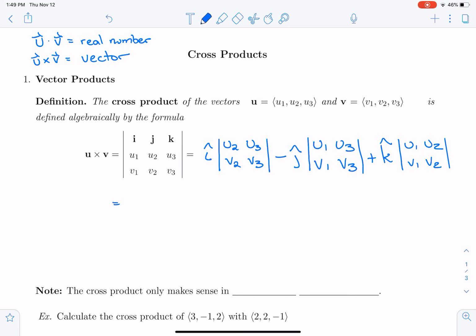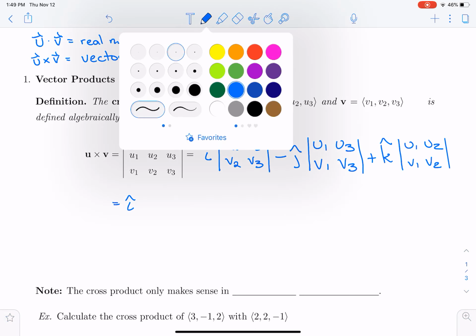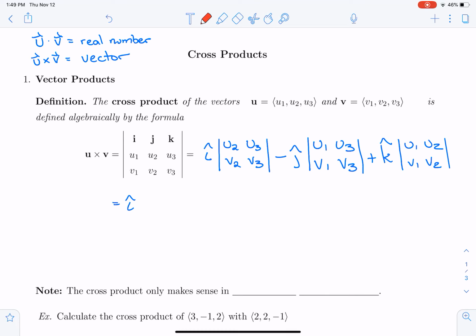Okay, now, how do we do the 2 by 2 determinants? Well, these are a little bit easier. What you do is you multiply the diagonal and then subtract the product of the other diagonal. So here we're going to do u2 v3 minus u3 v2.